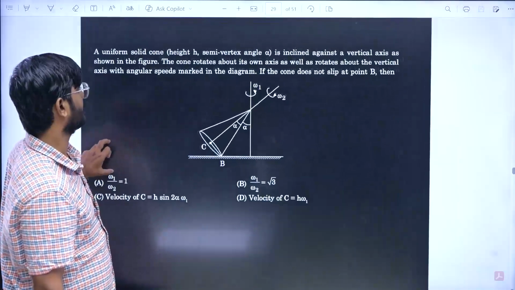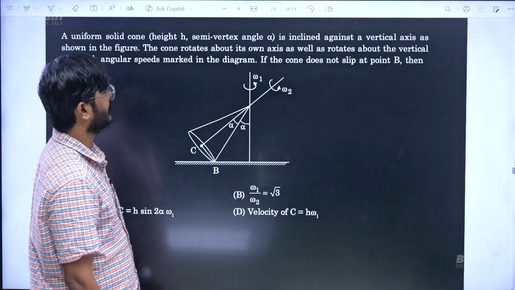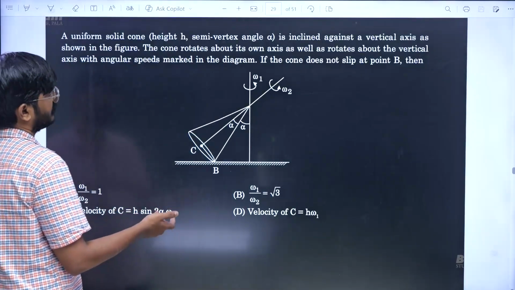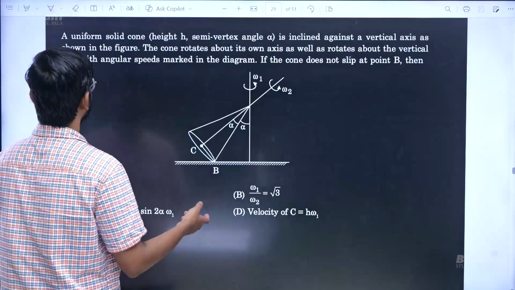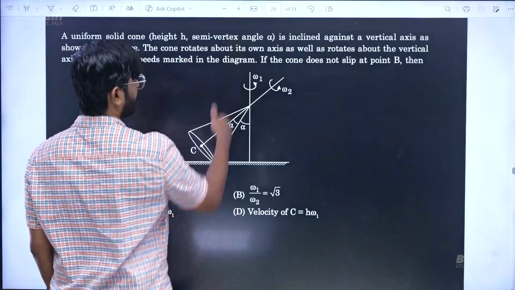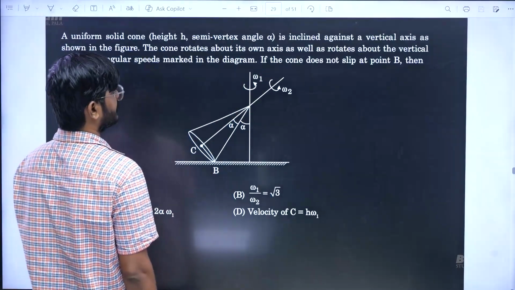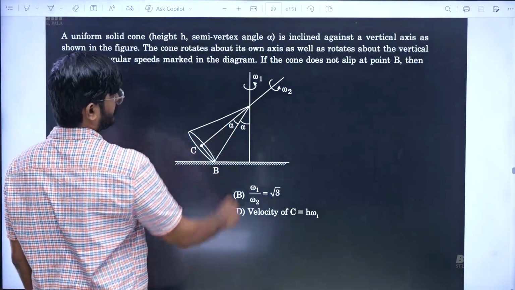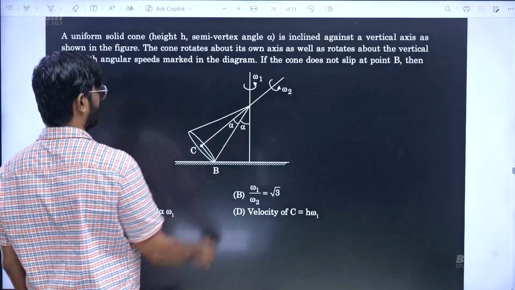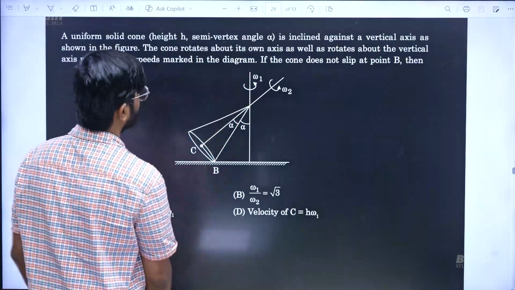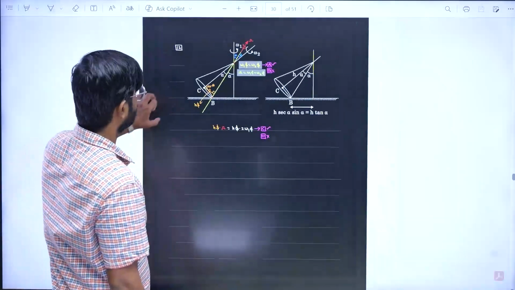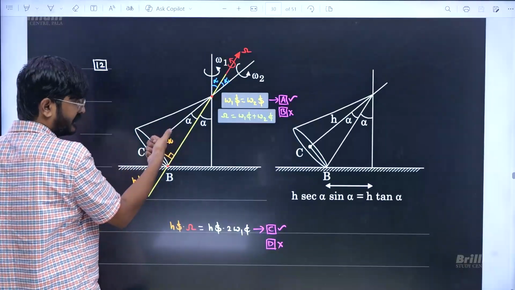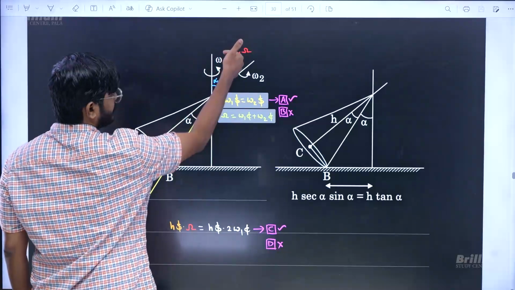A uniform solid cone of height h, semi-vertex angle alpha is inclined against vertical axis as shown in the figure. The cone rotates about its own axis as well as about the vertical axis. If the cone does not slip at point B, this point's velocity is 0, and you can see this point's velocity is also 0. If you know two points on the rigid body whose velocity is 0, you join them and you get the instantaneous axis. So I can say the entire cone is rotating about this axis with some omega, which is the resultant of these two.